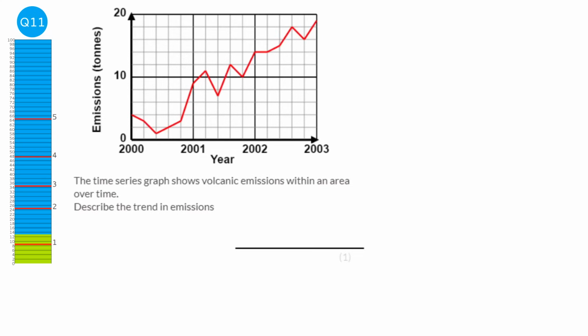So the general view on it, the general trend, is that it is increasing. So you can write general increase in emissions.